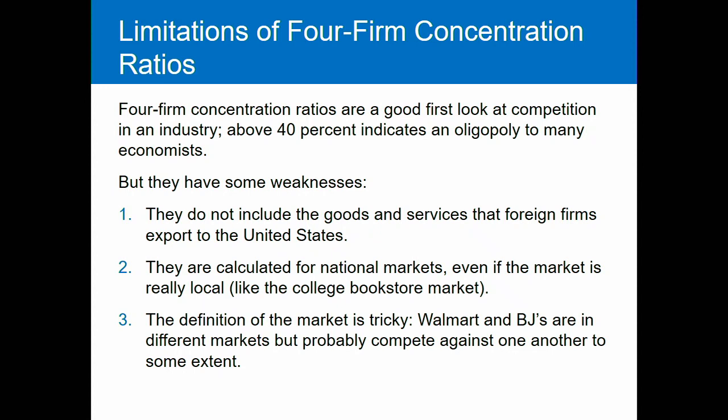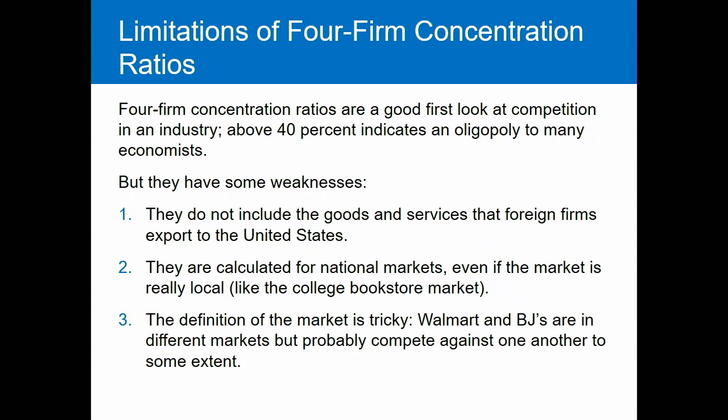So again, four-firm concentration ratio, a good look at an industry, but there are problems to it. So the three problems: they don't include goods and services from foreign firms that they export to the US. We're only looking at US firms in this case. So there could be other firms from other countries. Like, look at the auto industry. There's only a few firms in the US, but there's a lot of different car companies overseas that also import cars to the US. So it's not taking into account competition from those firms.